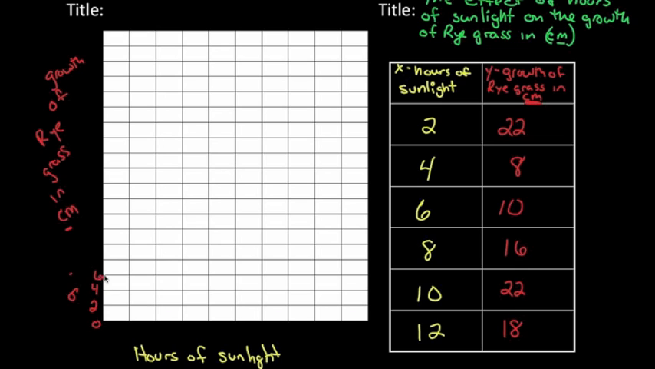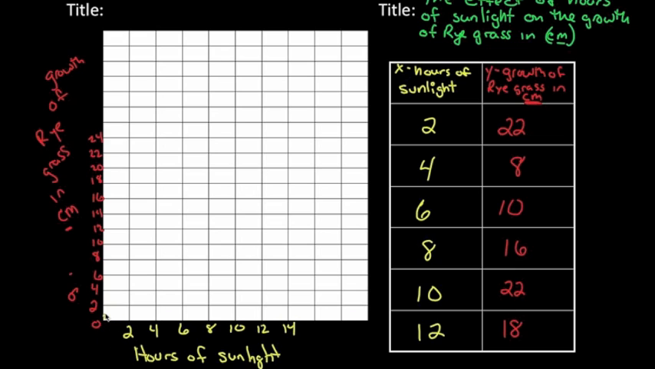2, 4, 6, 8, 10, 12, 14, 16, 18, 20, 22, 24. Now going across, we have 12 hours. And we have 1, 2, 3, 4, 5, 6, 7, 8, 9, 10. All right, we can't go all the way across, so we'll go up by 2 hours there as well. So we go 2, 4, 6, 8, 10, 12, 14.